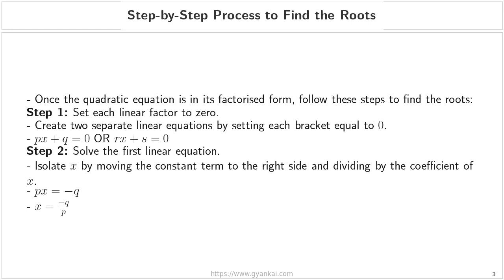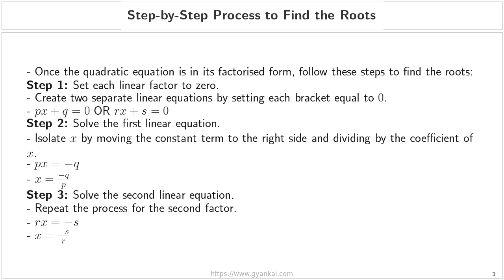Step 2, next, we solve the first of these linear equations. Your goal here is to isolate x. You do this by moving the constant term to the right side of the equals sign, remembering to change its sign, and then dividing by the coefficient of x, so px = -q, which ultimately gives us x = -q/p.